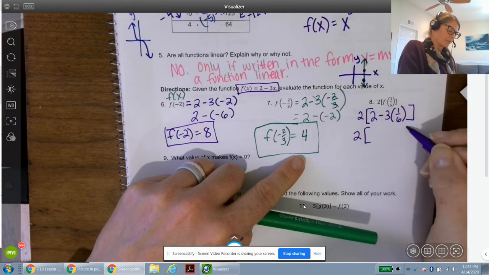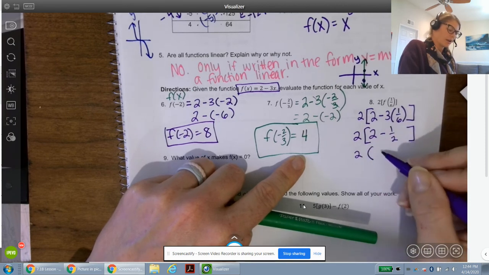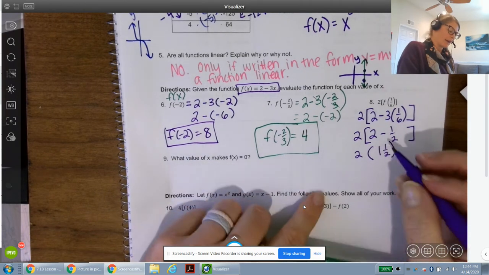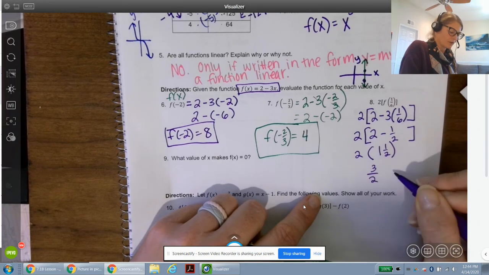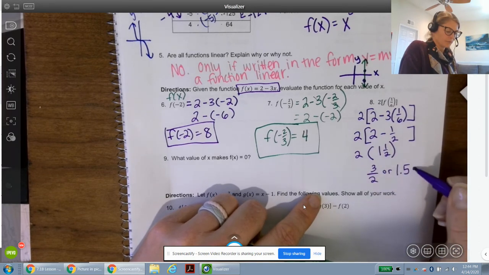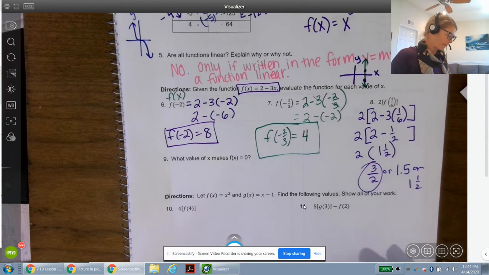And we're just going to use order of operations again. 2 minus 3/6, which is 1/2. 2 times 1.5. And 2 times 1.5 is 3/2, or you could write it as 1.5. I prefer improper fractions, most efficient.